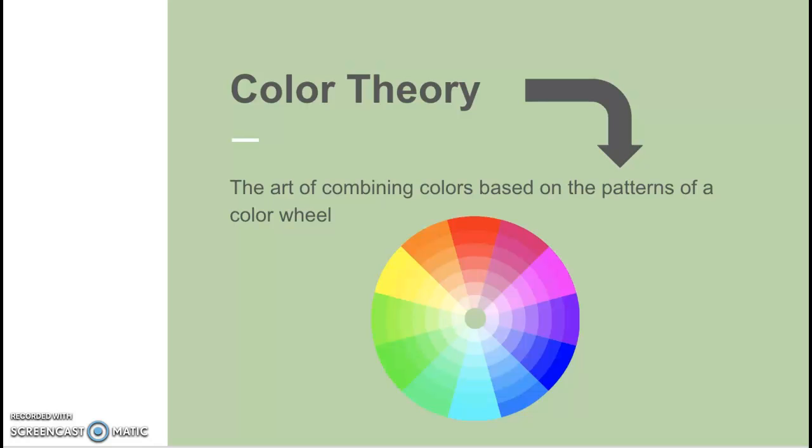Let's first look at color theory. Color theory is the art of combining colors based on the patterns of a color wheel. As we'll look in a few slides, there are many different formulas to look at in a color wheel, which help you put certain colors together and give you a nice uniform, complete look.